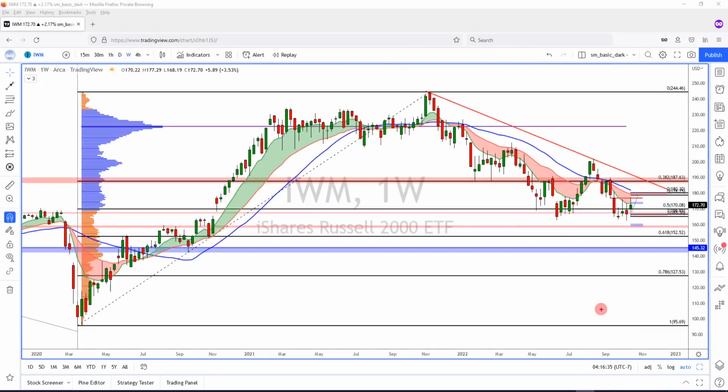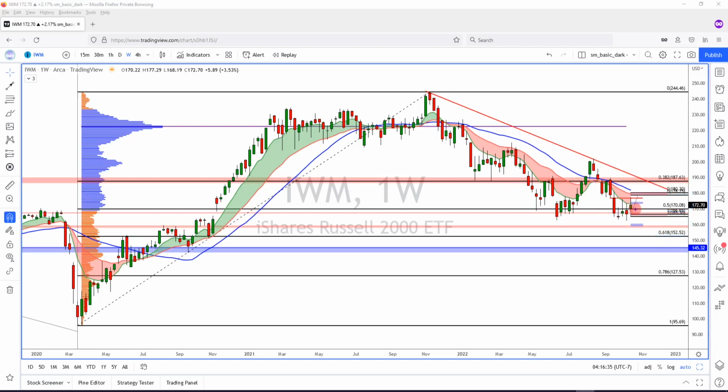And looking at the IWM, the ETF for the Russell 2000, you can see that right now it is pretty much inside of this retracement zone here between the 382 and the 618, sitting right near this 50% retracement. And again, similarly to the SPY and the QQQ, we see that the longer term is in a downtrend. Right now, it is sort of trying to hold above here and establish a base here.